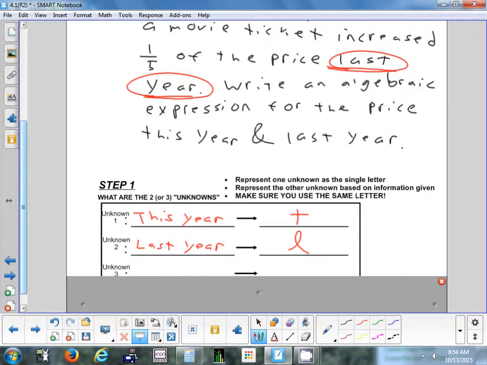What's the original price of the ticket? As a variable. Before the price goes up. Before the price went up, the price was L. So we're going to take the price this year, and we're going to take what it was last year, and we're going to increase it. Did everyone see that? To get the price this year, we're going to take last year's price and increase it. But how much are we going to increase it by?